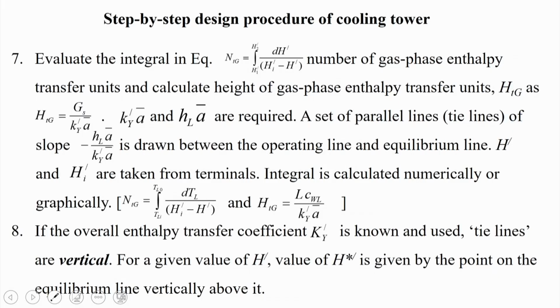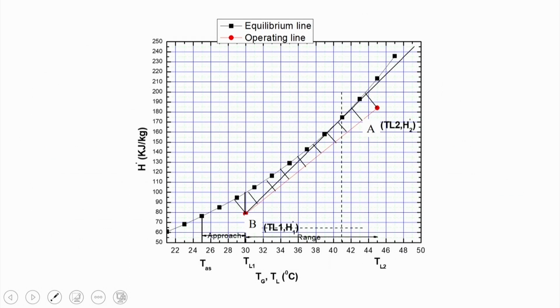So a set of parallel lines of slope minus HL into A prime by k y prime into A is drawn between the operating line and the equilibrium line, just like this shape. We will be drawing a set of all these parallel lines here.